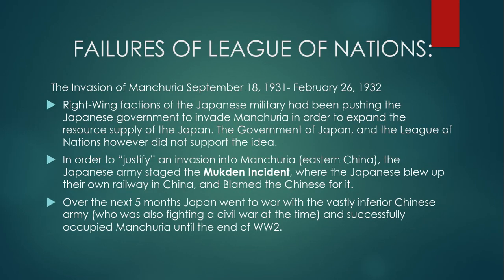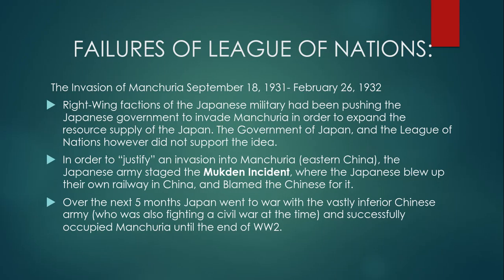So the invasion of Manchuria, September 18th, 1931 to February 26, 1932. Right-wing factions of the Japanese military had been pushing the Japanese government to invade Manchuria in order to expand the resource supply of Japan. The government of Japan, however, did not support the idea. In order to justify an invasion into Manchuria, so eastern China, the Japanese army staged something called the Mukden Incident. So the Japanese actually blew up their own railway in China. By doing this, you can now place the blame on somebody. And here it was placed on the Chinese.